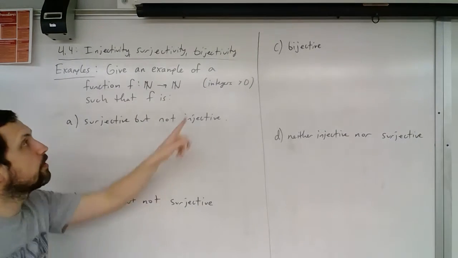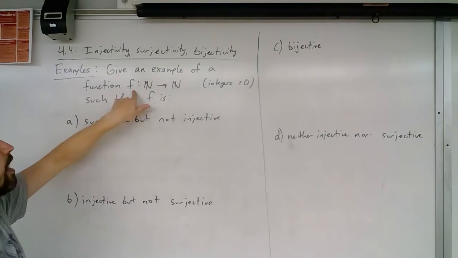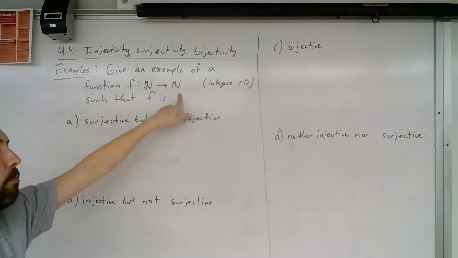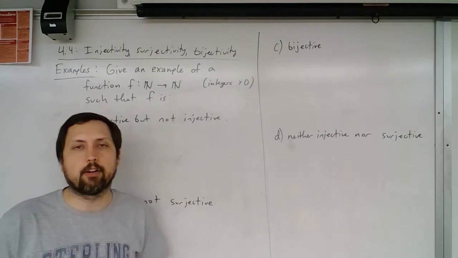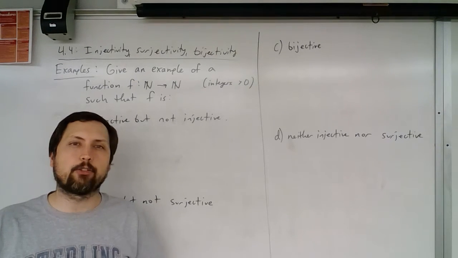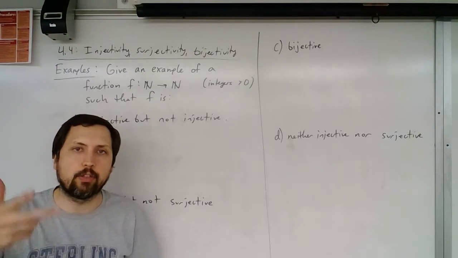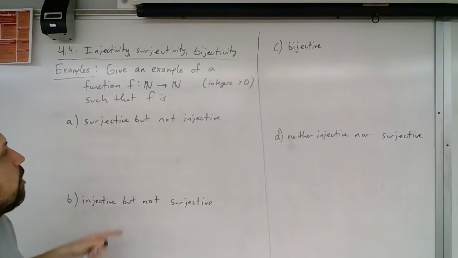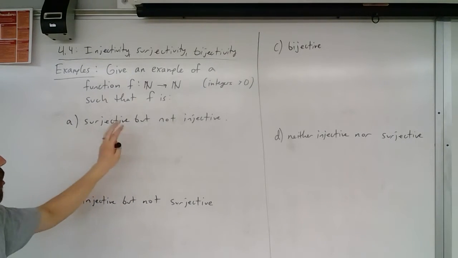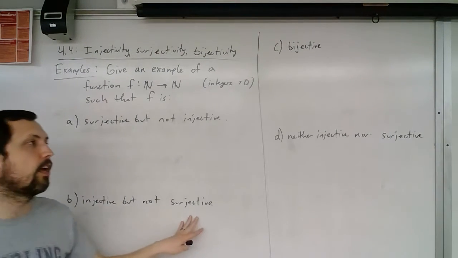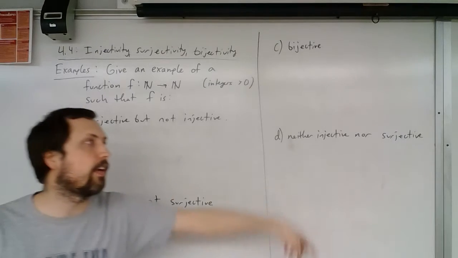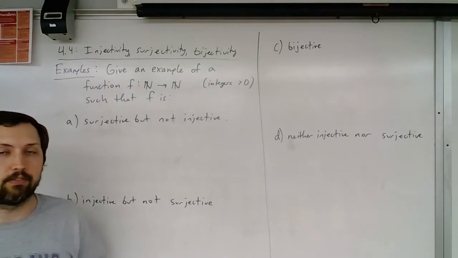So in this case, we're going to take a look at an example of a function f that maps the natural numbers to the natural numbers. So here we're talking about the integers that are just greater than 0. So we're not assuming zero is in the natural numbers here. We're just going to assume that's 1, 2, 3, 4, 5, and so on. So we want to look at a few examples: surjective but not injective, injective but not surjective, bijective, neither injective nor surjective.